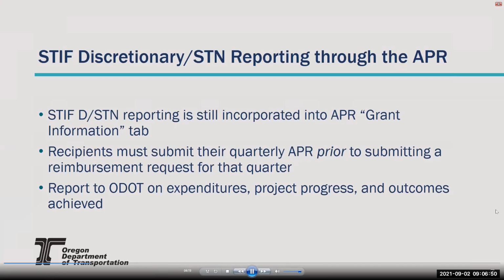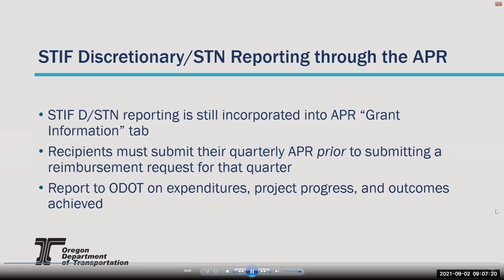So as was the case last cycle, the STIF discretionary and STN reporting is still incorporated into the APR, which is your agency periodic report. And the information you'll enter that relates to project progress and outcomes achieved for your grant will be found in the grant information tab section of your APR, which is where you enter information for other grants that ODOT manages.